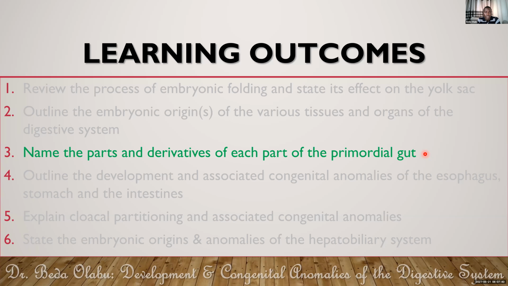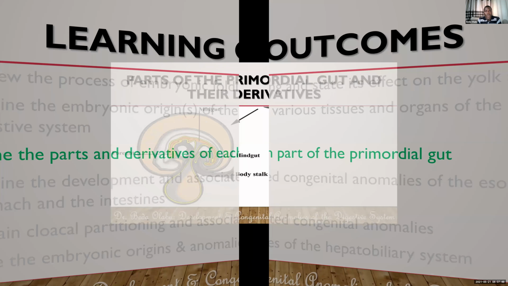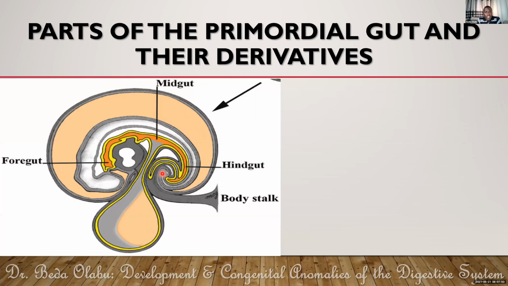So in this third agenda, I want us to look at parts and derivatives of each part of the primordial gut. We have seen that the primordial gut is the part of the yolk sac that has been incorporated into the embryo following embryonic folding. This part of the yolk sac is known as the primordial gut.